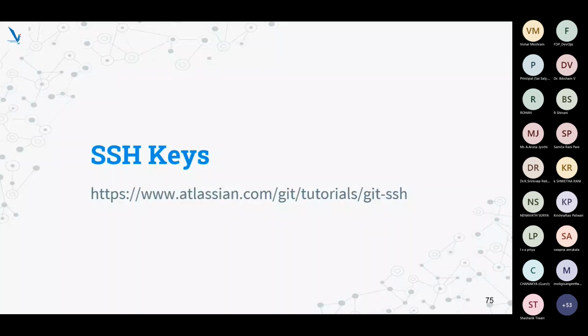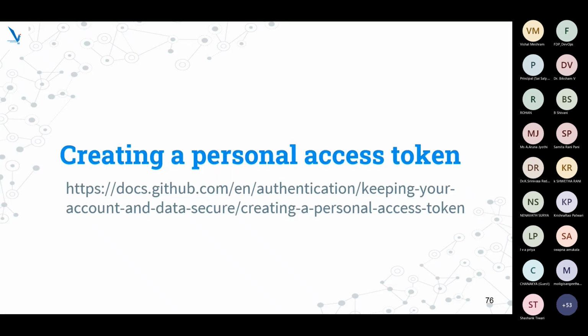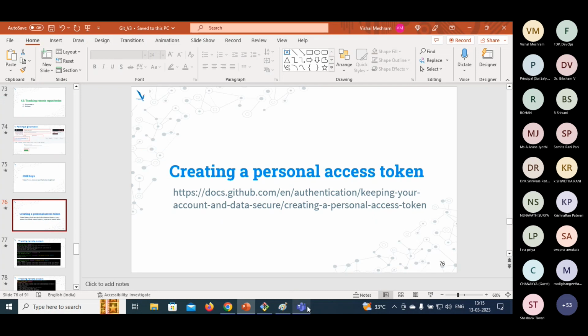So, one more thing. You might get an error that you cannot directly connect to your GitHub repo. There are two ways to handle this: either you can use SSH keys or you can create a personal access token. I have already set that up, that's why I can work with it. But how to set that? Let me show that.